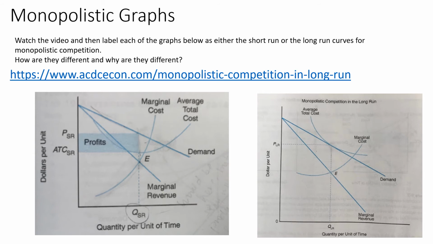Okay, take a minute to look at this video. This video is going to show you what happens to a monopolistic market in the short run compared to the long run. And then I'm going to want you to label which one of these graphs is a short run view and which one of them is a long run view, and then explain why they're different on your note sheet.